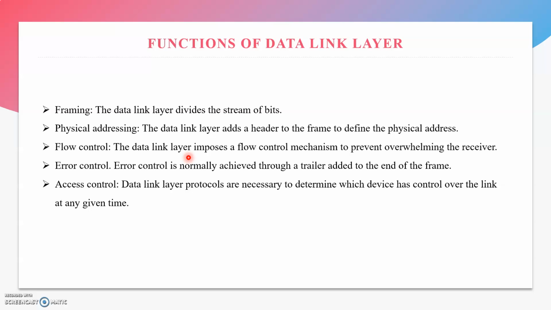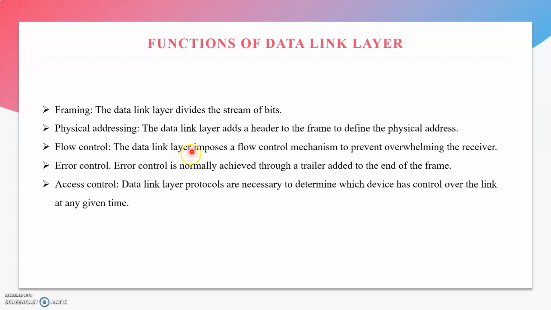What are the different functions of the data link layer? As I told you, it has different functions to perform. First is framing. I already explained framing. The data link layer divides the stream of bits into frames, and frames are certain sets of bits which contain the header, the footer or trailer, or you can say the sender and receiver addresses as well. That is the meaning of framing. So these frames are transmitted from sender to receiver.